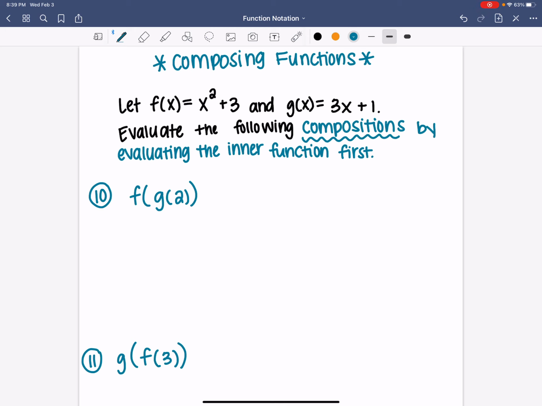In example 10, we have f of g of 2. So what we want to do is find out what is g of 2, because then we want to find f of that number. So our goal is to first find what is g of 2.